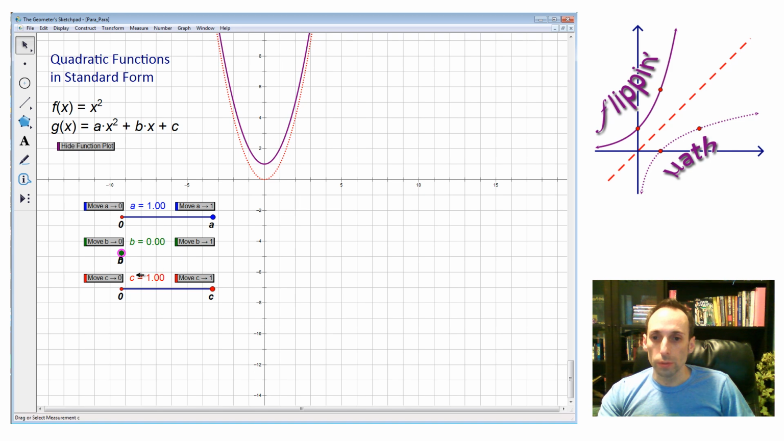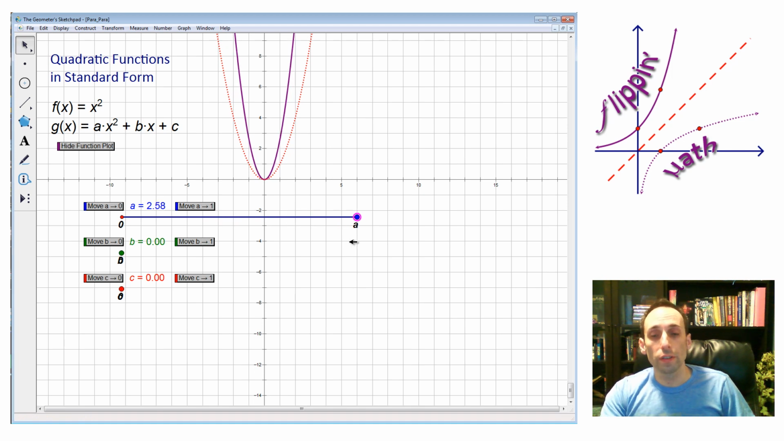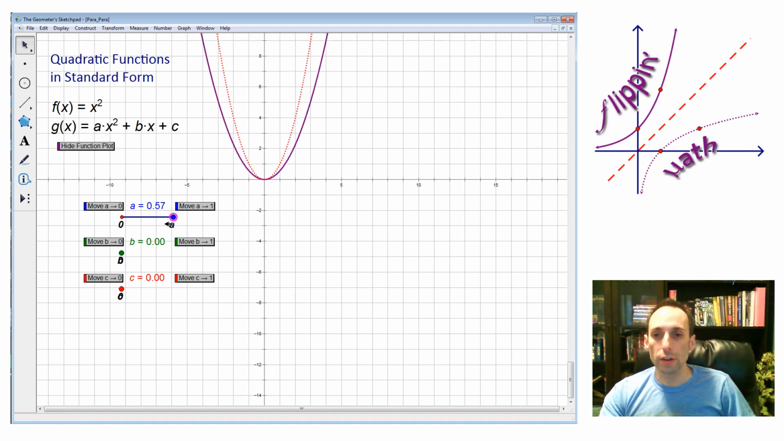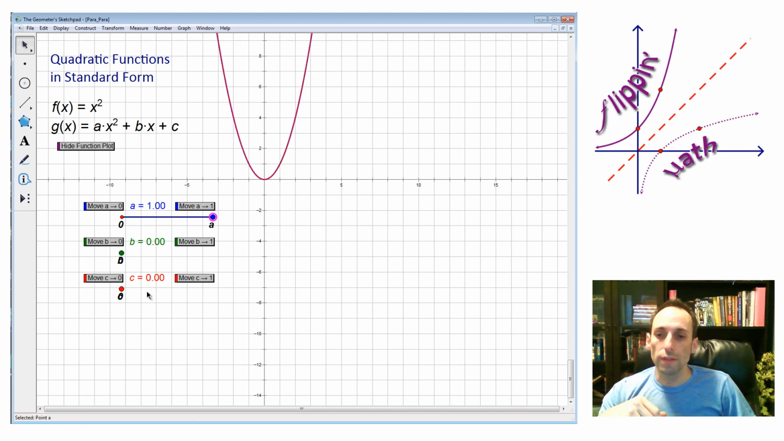All right, so to summarize this, my A value makes this thing skinnier as it gets further away from 0. It makes it fatter as I get closer to 0, and it reflects it across the x-axis if it's negative. Okay, my C value moves the thing up if it's positive and down if it's negative. And it's the same thing as the y-intercept.